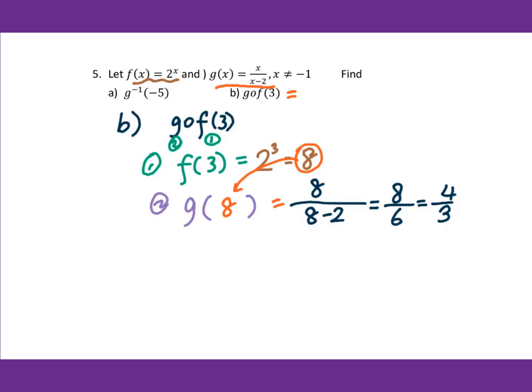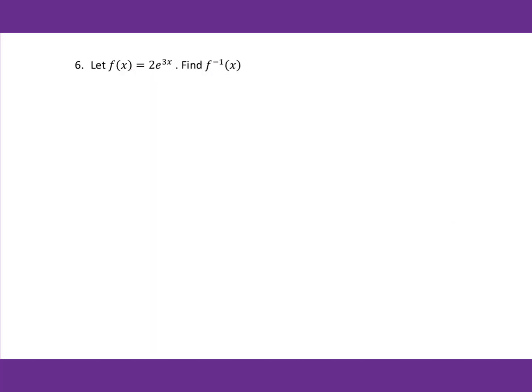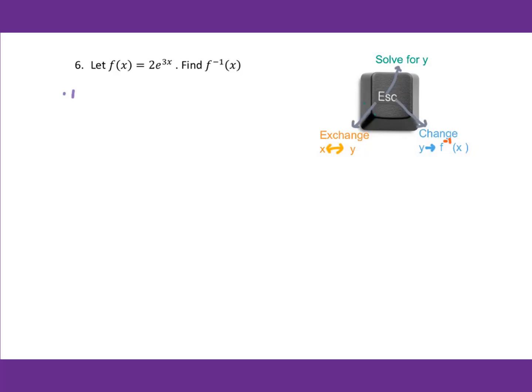Therefore, for B, the value is 4 over 3. For number 6, find the inverse of f of x. First step, exchange x and y. F of x means y, so change y into x, and change x into y.